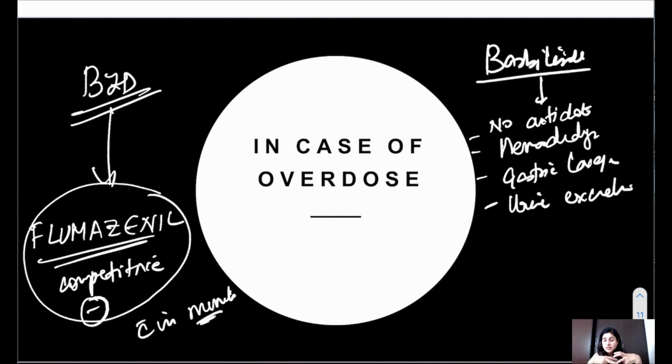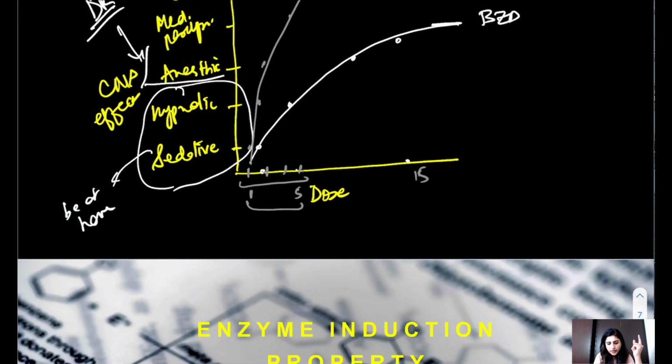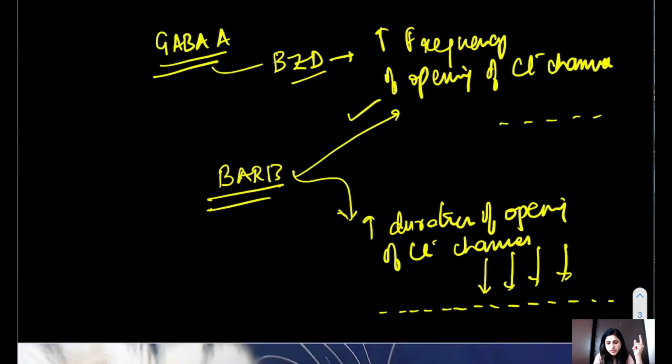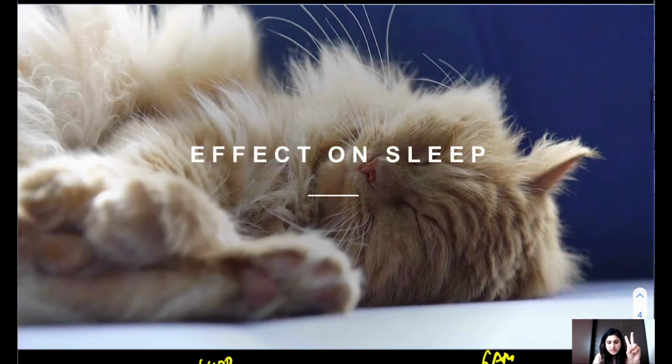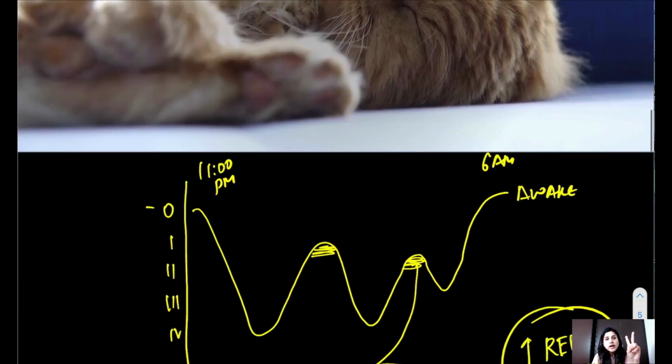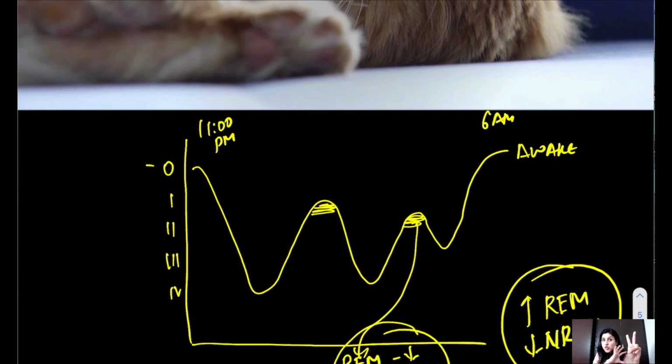Nowadays, we prefer even the non-benzodiazepines because they're shorter in action and have fewer adverse effects. So, just a quick recap. Why are we preferring it? The first reason is that benzodiazepines have less depressant effect on the respiratory and cardiovascular system in their therapeutic doses. Number two, effect on sleep. Benzodiazepines do not disrupt the sleep architecture. Barbiturates disrupt the sleep architecture, so the sleep is disturbed.